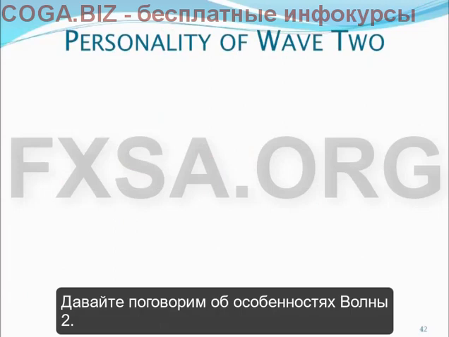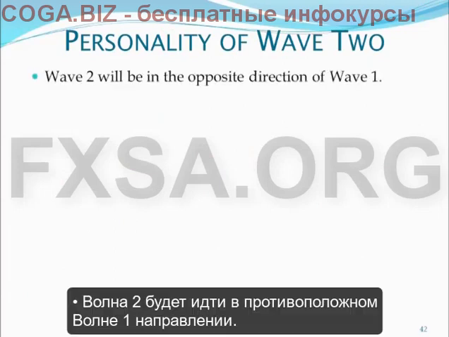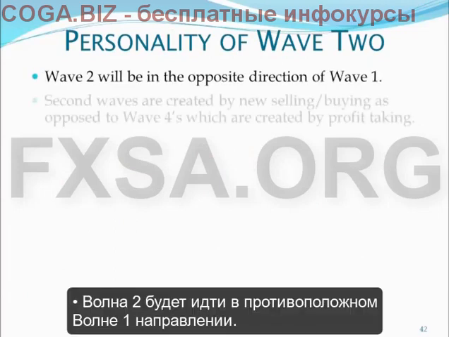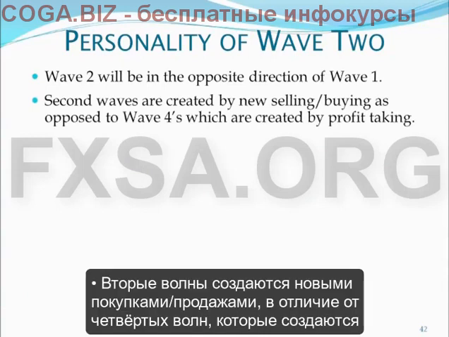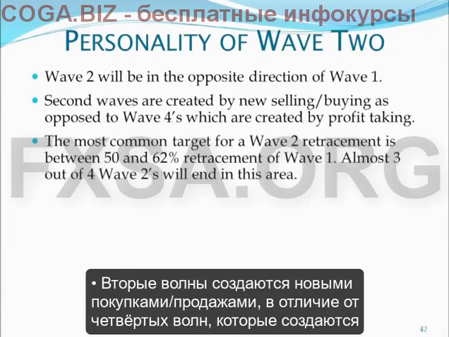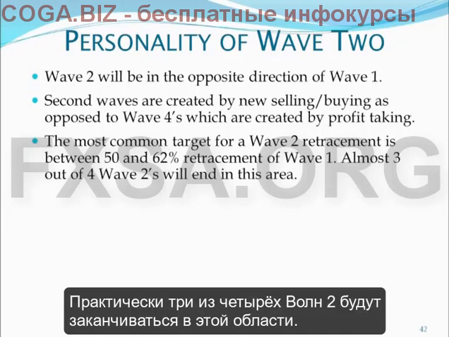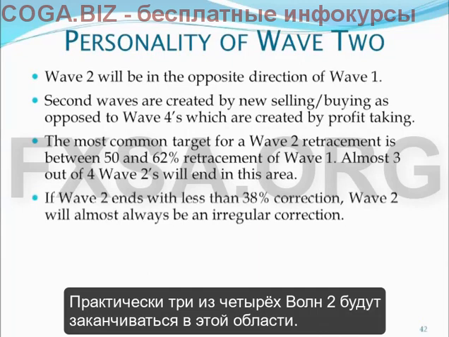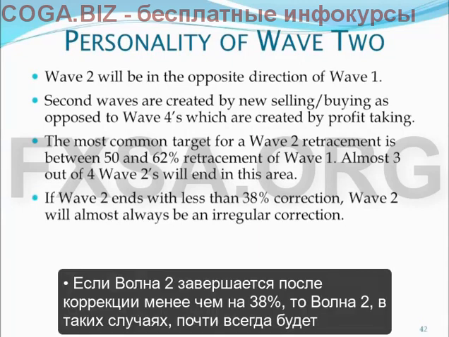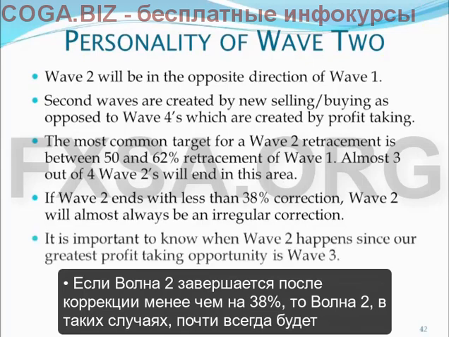Let's talk about the personality of a wave 2. Wave 2 will be in the opposite direction of wave 1. Second waves are created by new selling and buying, as opposed to wave 4s, which are created by profit taking. The most common target for a wave 2 retracement is between 50 and 62% of retracement of wave 1, and almost 3 out of 4 wave 2s will end in this area. If wave 2 ends with less than 38% correction, wave 2 will almost always be in a regular correction.